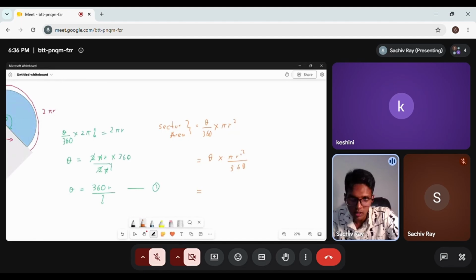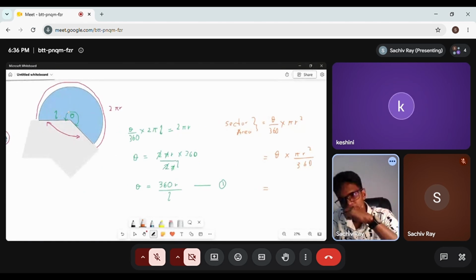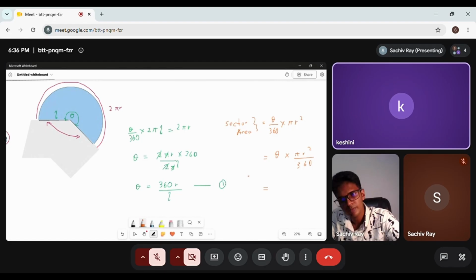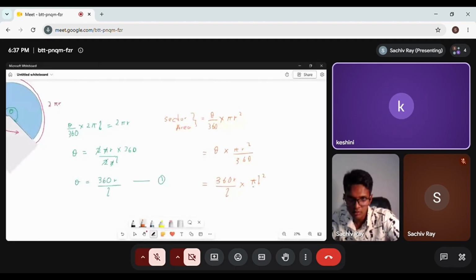So what is r for us now? In this case, what's the radius? L. Okay, and what is theta? 360 R over L. So it's r over L times pi L squared, because our radius is L, over 360.